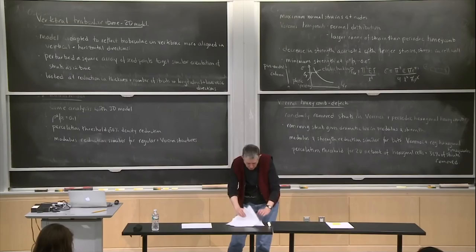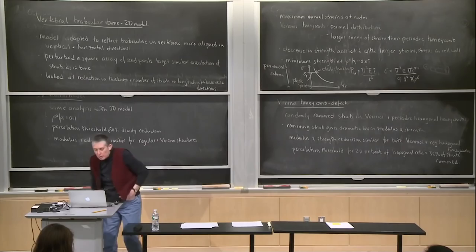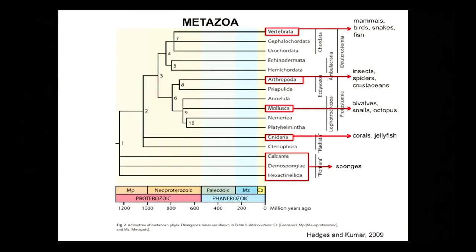Okay, so I wanted to look at the big picture a little bit and look at the evolution of different species. This is a phylogenetic chart, kind of like the tree of life. Have you heard of the tree of life? This piece of it is metazoa, which is for animals, so not plants, animals.